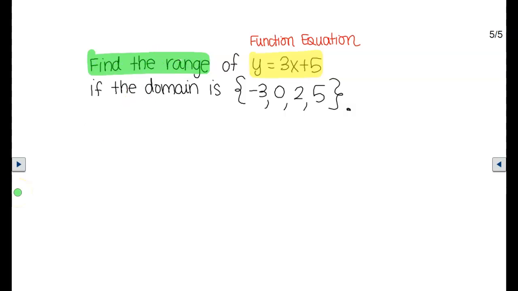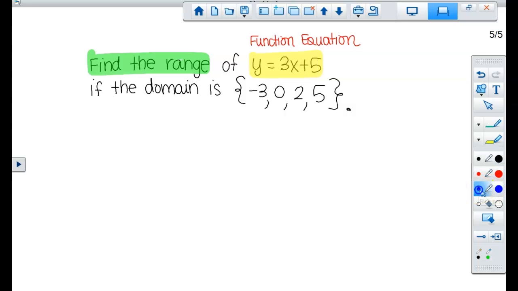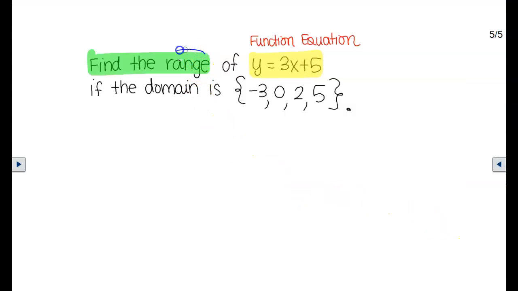The first part of this question says find the range. Range is a word that we should know. Range refers to y values. So notice what they're saying to you here. We want you to find y.